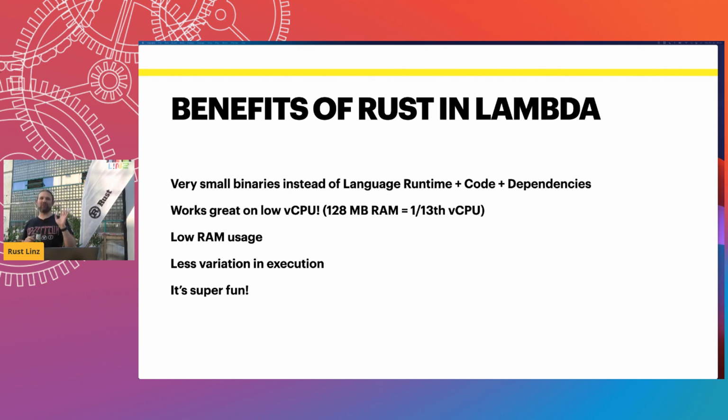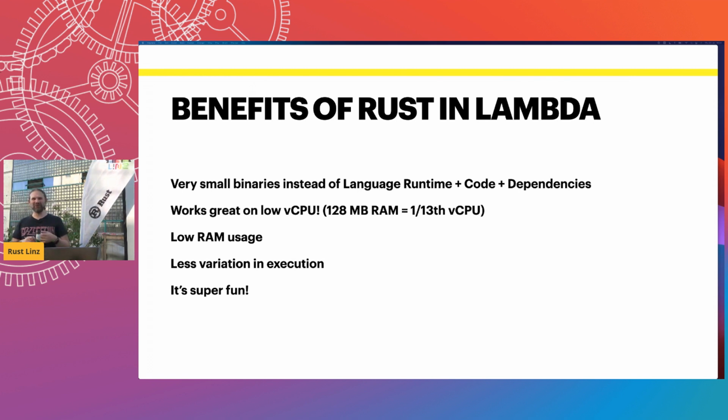And it works great on low vCPU. So for the 128 megabyte VM, you are getting provisioned something between a 12th or a 13th of a vCPU, which is not that much. And Rust, since it's natively compiled, works also really well with this kind of CPU units. We have low RAM usage, so what we see is that in Rust you are just allocating the RAM that you use. Great.